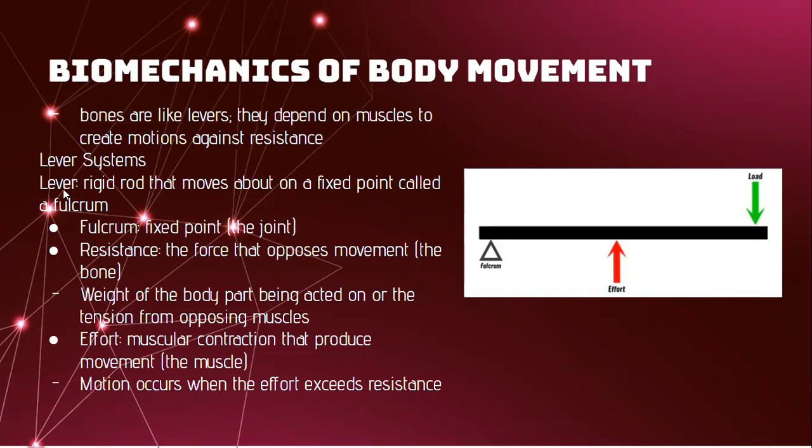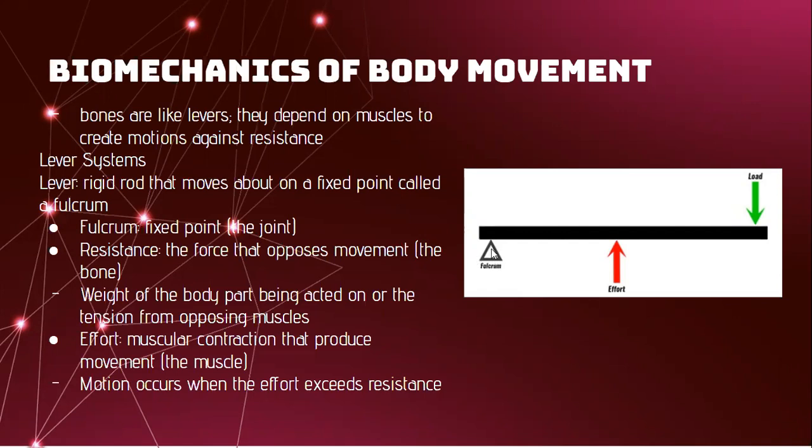In a lever, you have a rigid rod that moves about a fixed point called a fulcrum. So the lever is a rigid rod, like this black example lever right here, and it moves upon a fixed joint, which is the fulcrum. It's usually demonstrated by a little triangle. The fulcrum is the fixed point. You can think of it in terms of your body as the joint. The joints cause you to move, but you can't move them physically yourself.